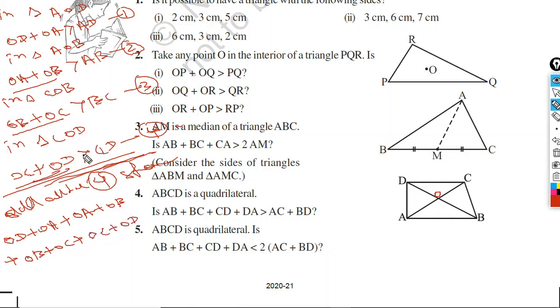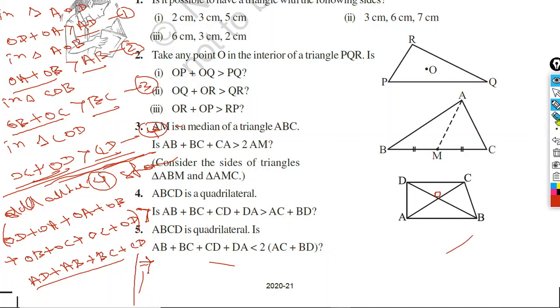Is greater than, give the symbol of greater than, you can keep all of them in brackets. Is greater than AD plus AB plus BC plus CD. Just write them. Now implies, here we'll write implies. We'll clear all of them.